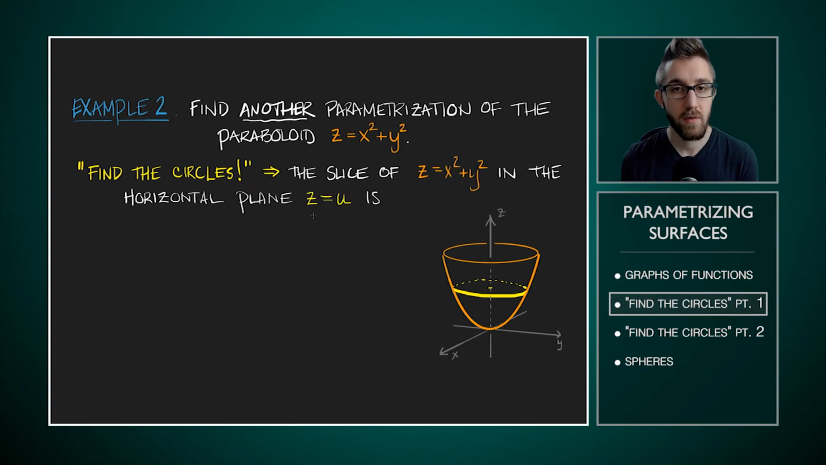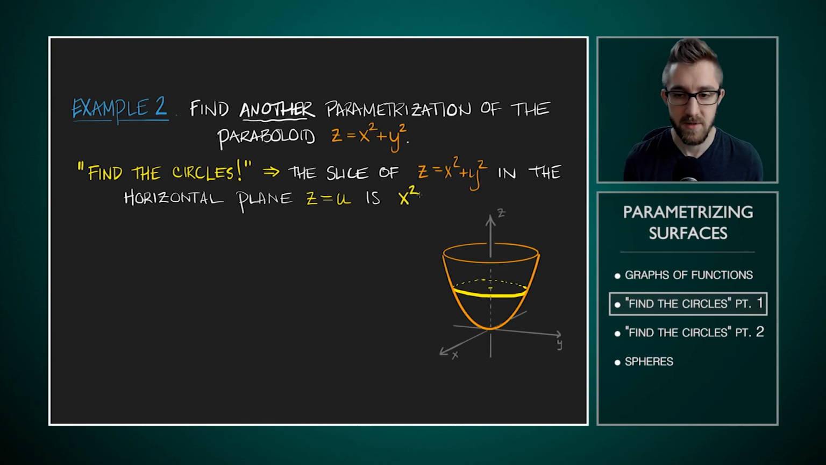So I'm calling the horizontal plane that we're looking at the slice in, I'm calling it z equals u. For now, I'm thinking of u as a constant, even though later on it's going to be one of our parameters. But the idea is if you look at the slice in a z equals constant plane, you get a circle, and you can write down the equation of the circle just by plugging in u here and writing it like it's a circle.